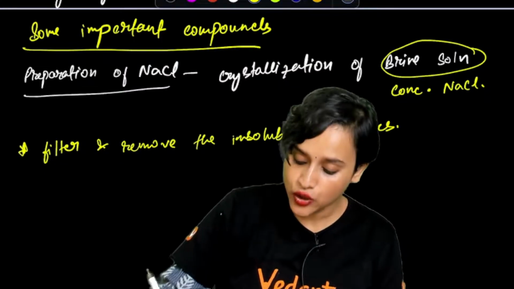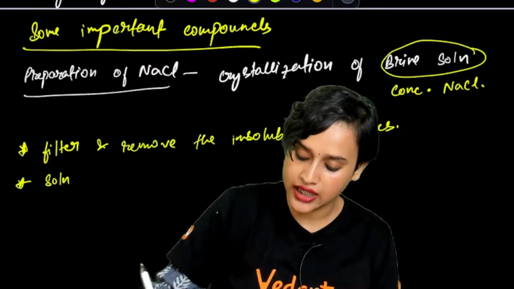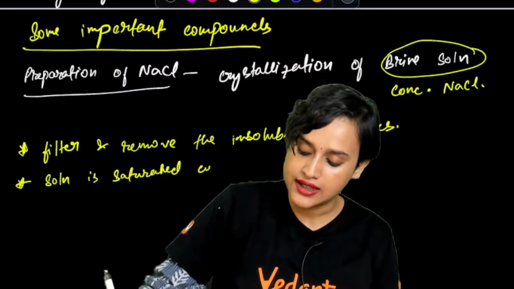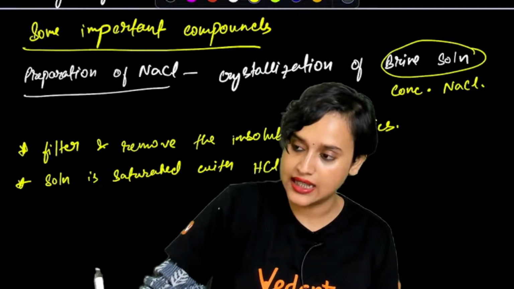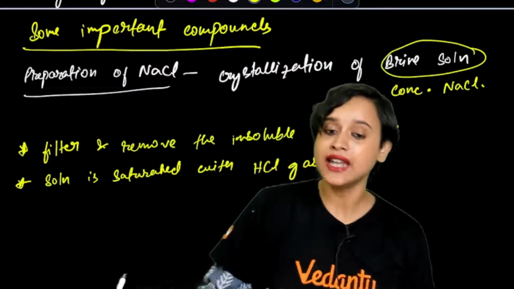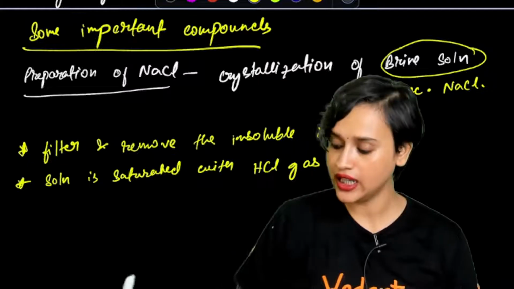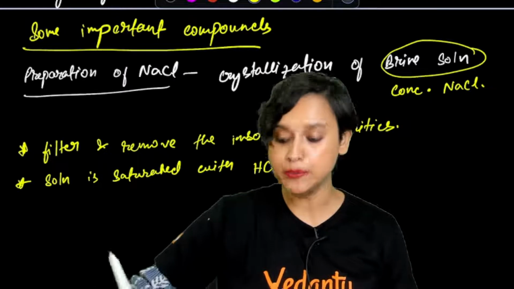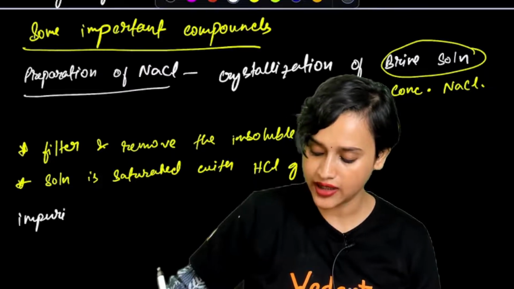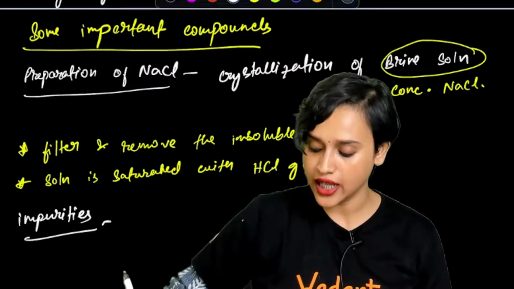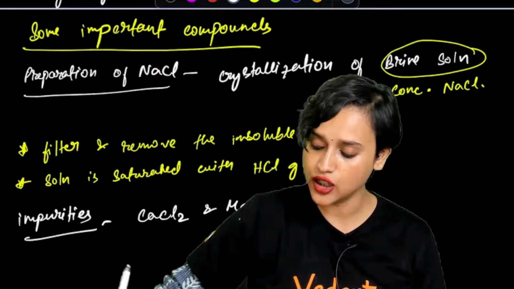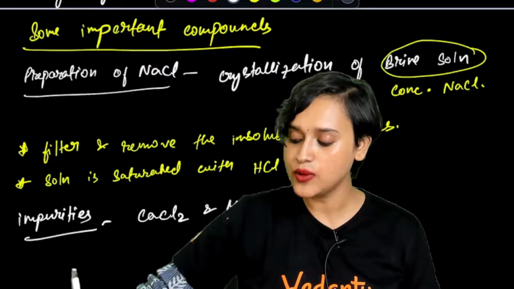Then the solution is saturated with HCl gas. All right. And then do you know what you see? I just told you about impurities, isn't it? What are the impurities that are present here? Everybody, please note it down. The impurities that are present here are CaCl2 and MgCl2, and these two are deliquescent in nature.